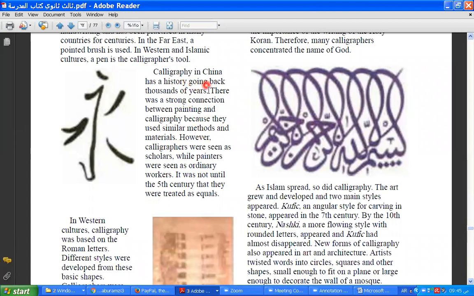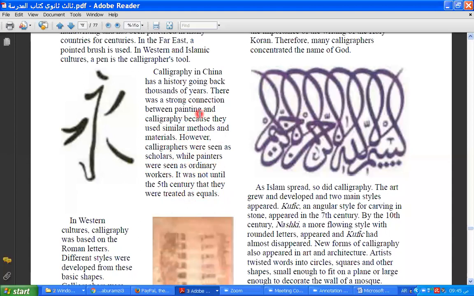Calligraphy in China has a history going back thousands of years. There was a strong connection between painting and calligraphy because they used similar methods and materials. However, calligraphers were seen as scholars, while painters were seen as ordinary workers. It was not until the 5th century that they were treated as equals.